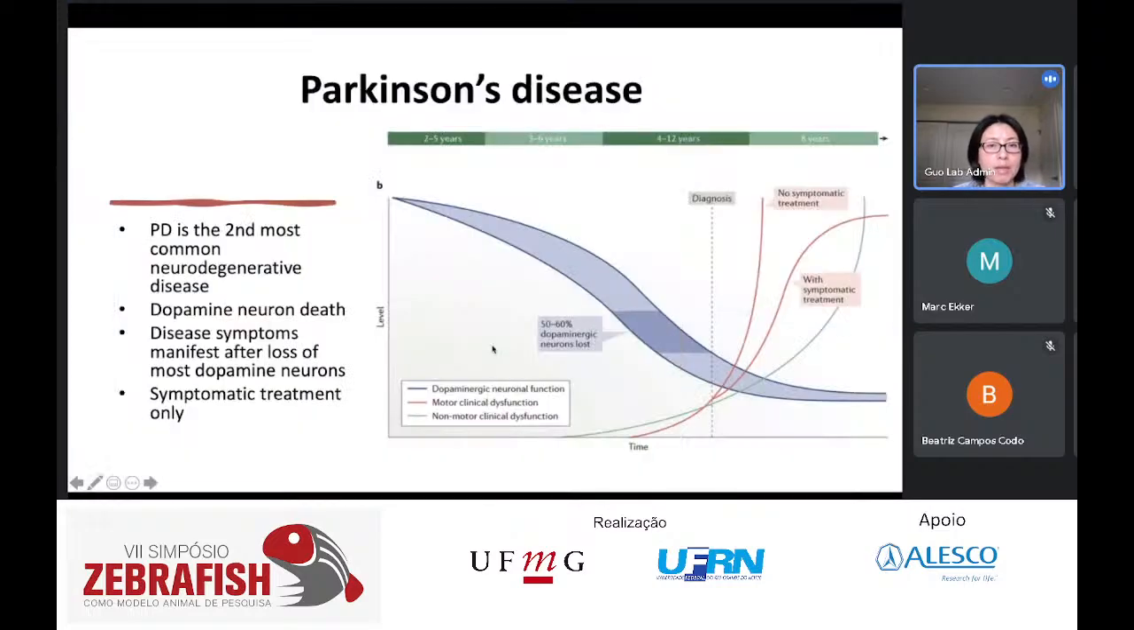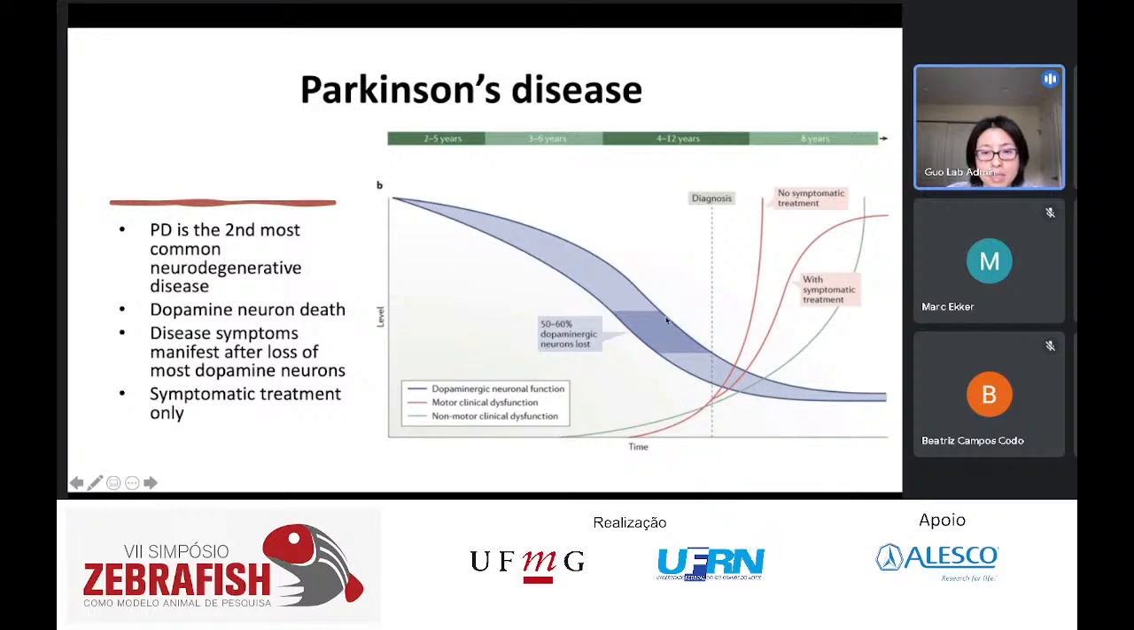Parkinson's disease is the second most common neurodegenerative disease and the most common movement disorder. The hallmark of Parkinson's disease is dopaminergic neuronal death. It is also remarkable to mention, as Marc has alluded to in his talk, that the disease symptoms will not show up until more than 50 to 60% of dopamine neurons have been lost.